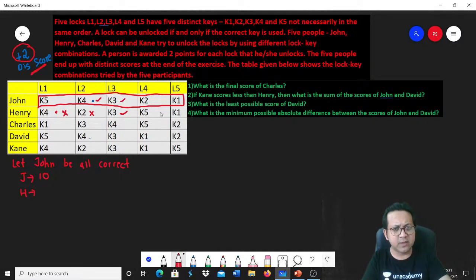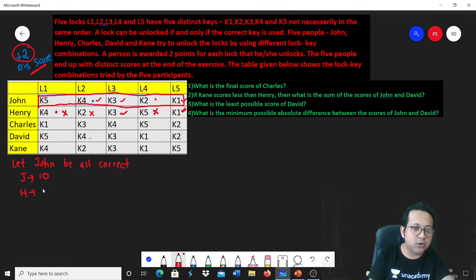So K3 is correct. What about lock 4? Henry got this wrong. This should have been key 2, K2 as per the first row. So this is wrong. What about K1? Even this is correct, because lock 5 correct key is K1. So can I say Henry got 2 correct? Lock 3 and lock 5. 2 correct means how many points? 4 points. Remember, 1 correct is 2 points. So 2 correct means 4 points. Correct?